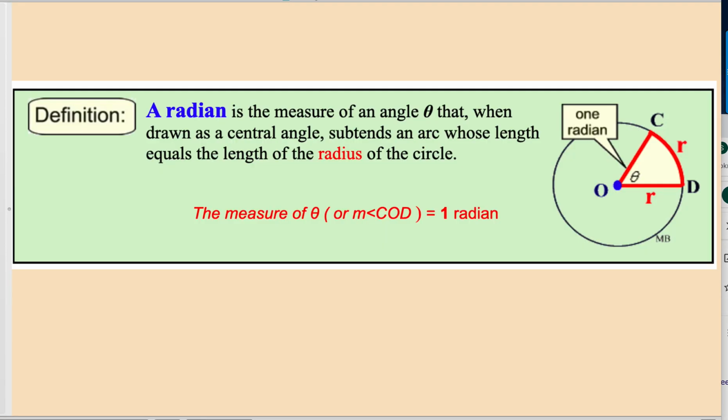It's a way to measure an angle. 1 radian represents how much you have to open up the angle so that the arc length inside the angle is the same as the radius, and that's called 1 radian.